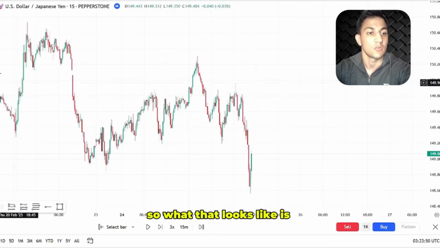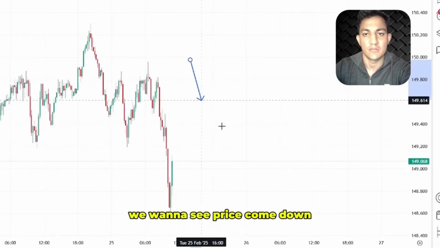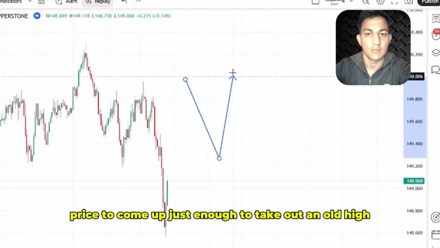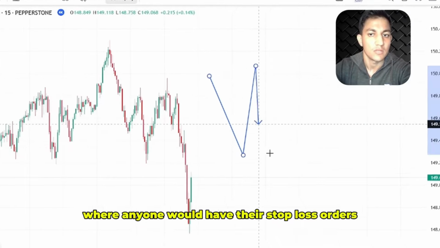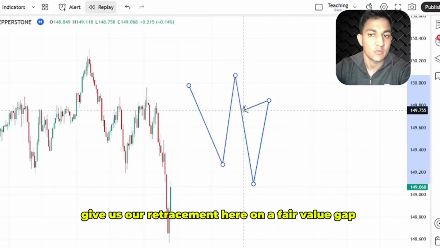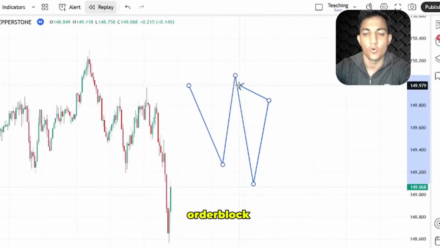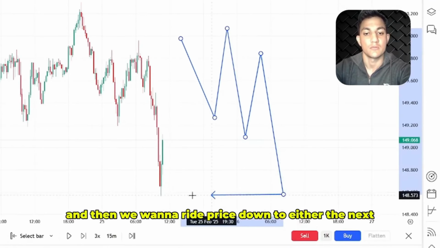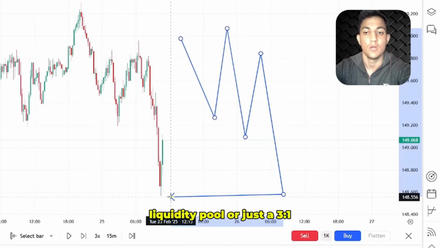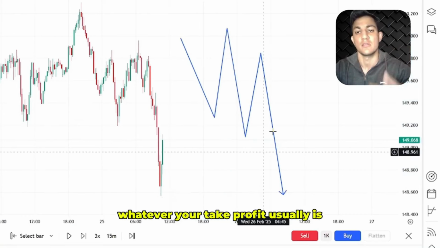All we need to see is some sort of old high taken out and then price to drop in the opposite direction. So what that looks like is we want to see price come down, price come up just enough to take out an old high where anyone would have their stop loss orders, then drop, give us our retracement here on a fair value gap, order block, optimal trade entry, whatever you like. And then we want to ride price down to either the next liquidity pool or just a 3-to-1, or whatever your take profit usually is. That's what we want to see.